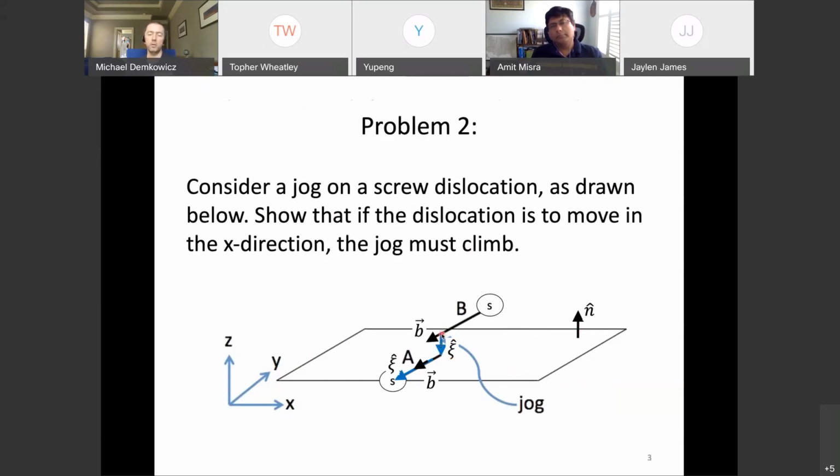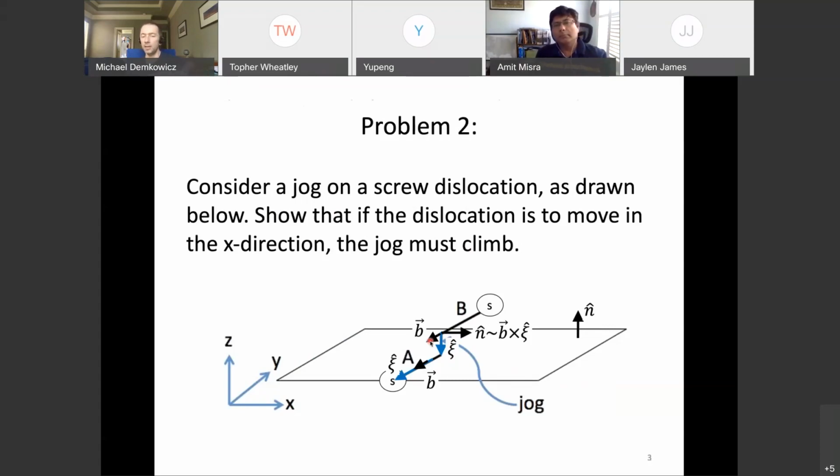The Burgers vector, of course, has to be exactly the same, because the Burgers vector is the same at every location. And then, as you'll recall, the direction perpendicular to the glide plane for that segment of the dislocation is proportional to the cross product of the Burgers vector and the line direction. So the normal vector to the glide plane for the jog is pointing in the x direction. It's in a different direction than the glide plane of the screw dislocation.